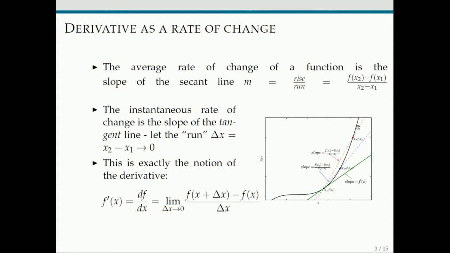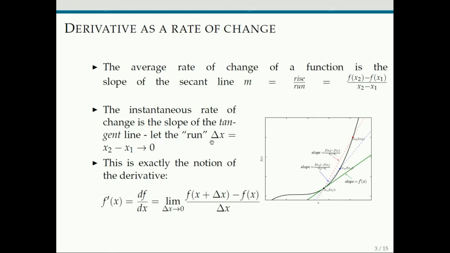Now, if you imagine I now slide this point closer to the blue point, again, I have a second secant line for which I could, again, compute the slope. And if you imagine that I keep sliding this point closer and closer to the black point, eventually they would get infinitesimally close to one another. This is precisely the notion of the instantaneous rate of change. That is, the tangent line.